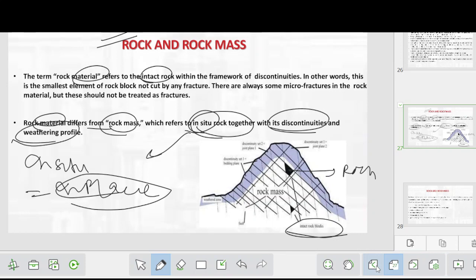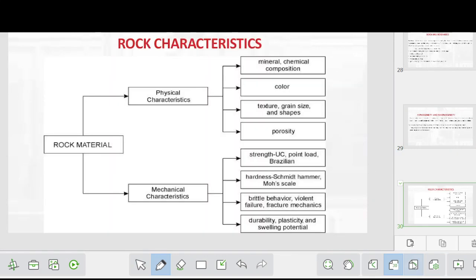So rock mass has some discontinuity in that particular part, having some fractures, having some joint sets. These are the joint sets. This is one joint set having the same orientation, and this is another joint set. Clear? Let's jump directly to the next topic.